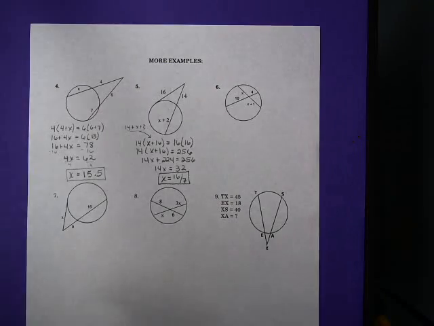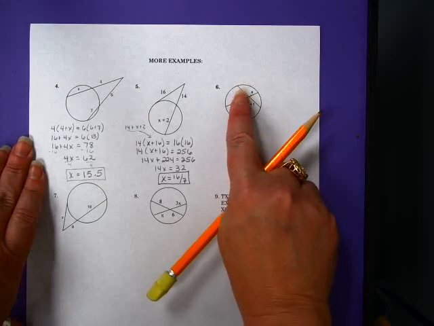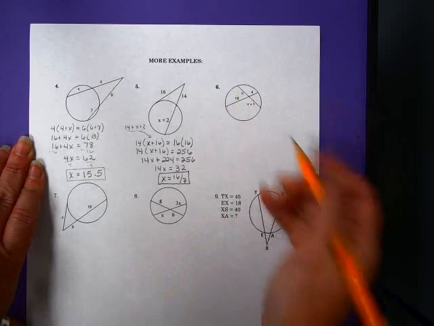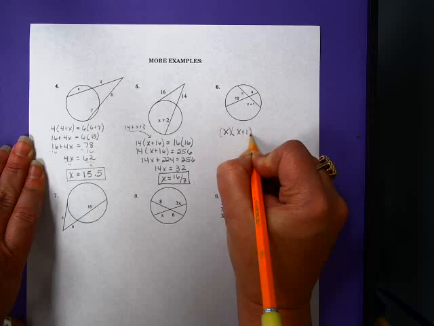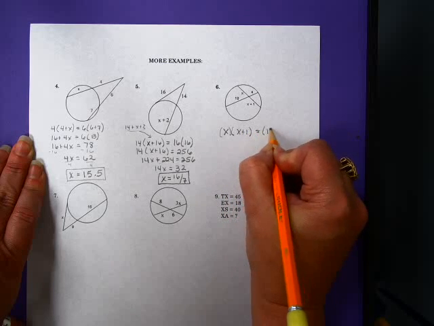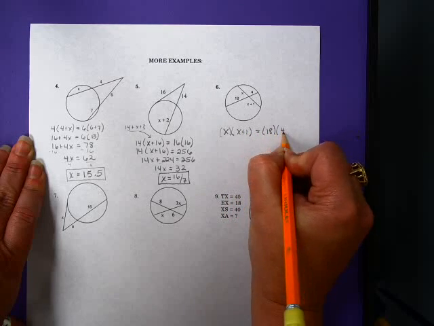All right, the next one, the intersection's on the inside, so that's the piece times the piece equals the piece times the piece. So that's going to be x times x plus 1 equaling 18 times 4.